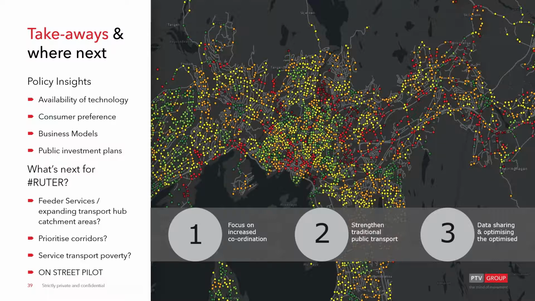And this study that you see before you will be used to focus on corridors. It will be used to focus on feeder services, and it will be used to focus on correcting transport poverty, increasing inclusivity. And they will use this offline planning tool that we have here, PTV MaaS Modeller, to do that.